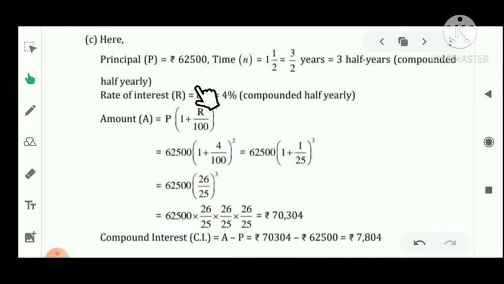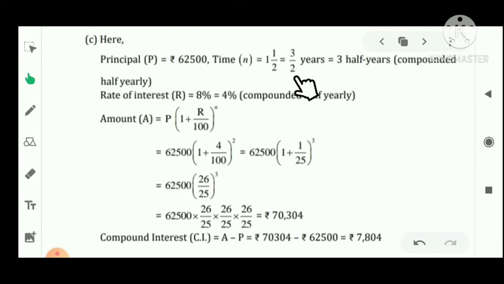Here the principal is given. Principal's value is 62,500, time is also given, that is 1 whole 1 upon 2, that means 3 upon 2. 3 upon 2 means 3 half-yearly, because compounding is given as half-yearly, and the rate is given as 8%. When we convert this to half-yearly, that means 8 upon 2, that means 4%, which is also half-yearly.